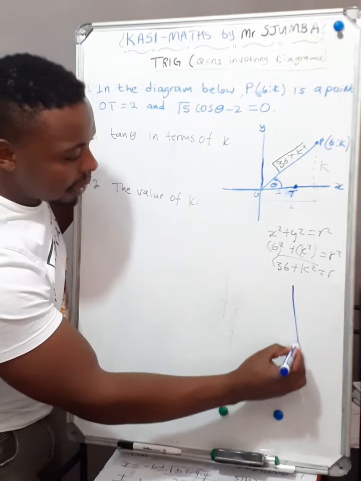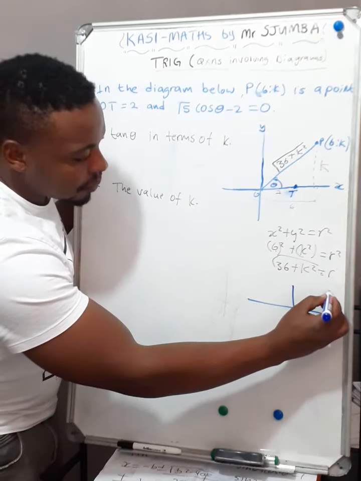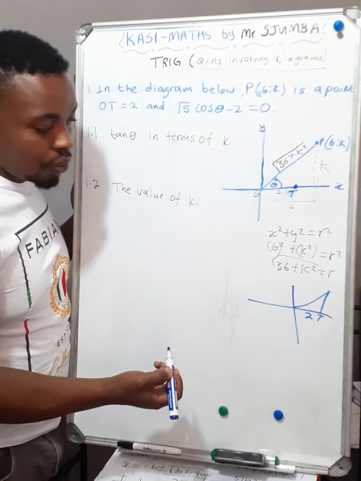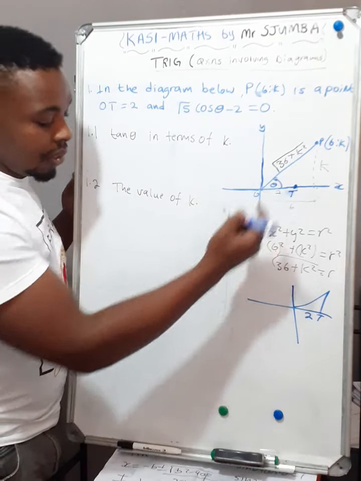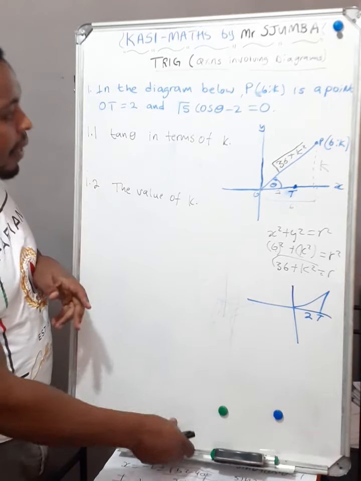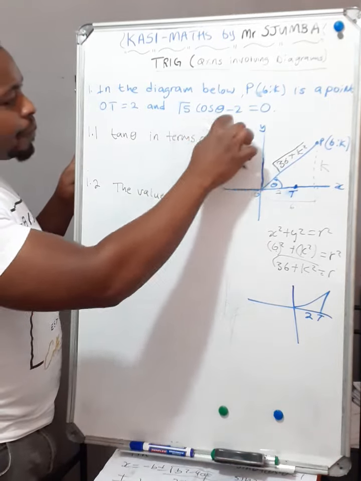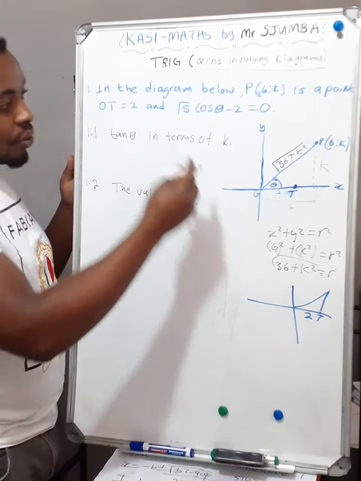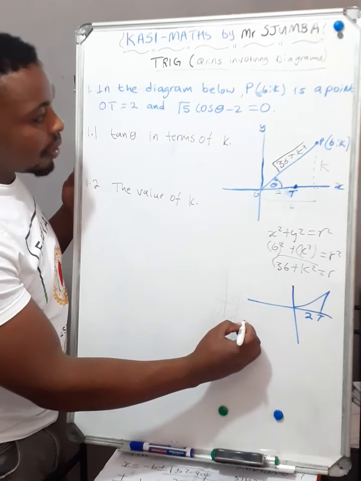Allow me to draw another diagram. This is T. So this is equals to 2. OT is equals to 2. Right? Okay. And then they give us this. When they give us something like this, we should solve for the trig ratio, then we fill in the diagram.